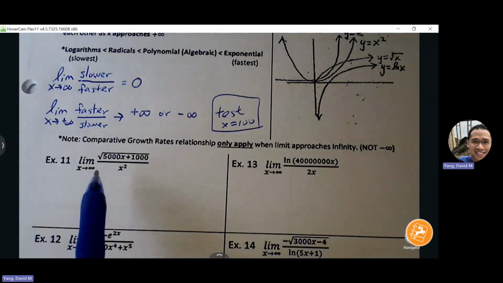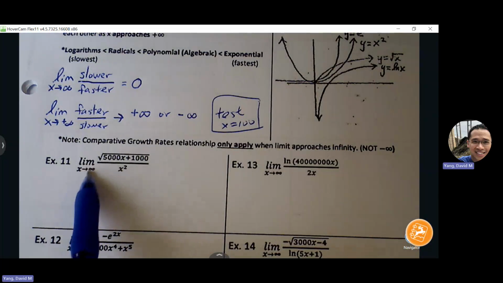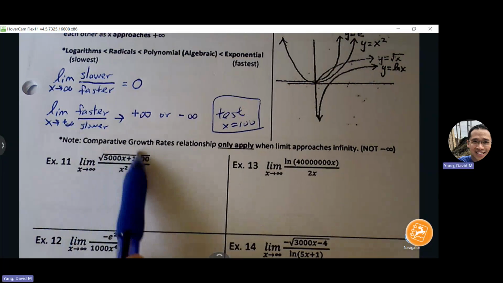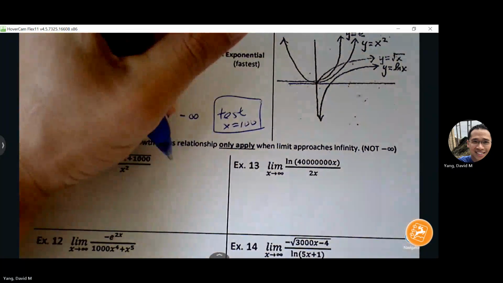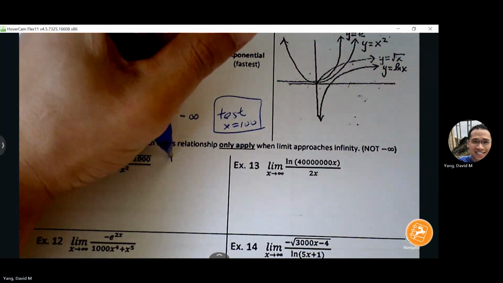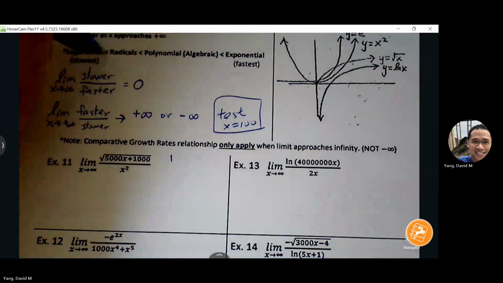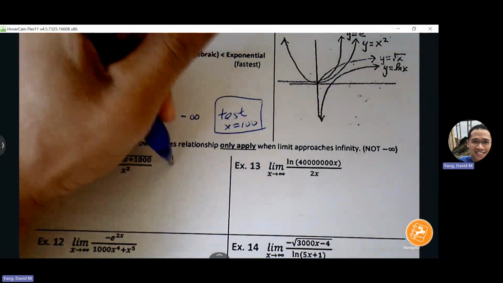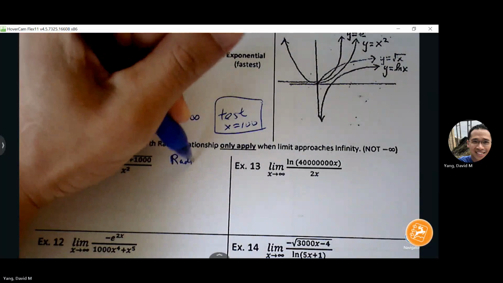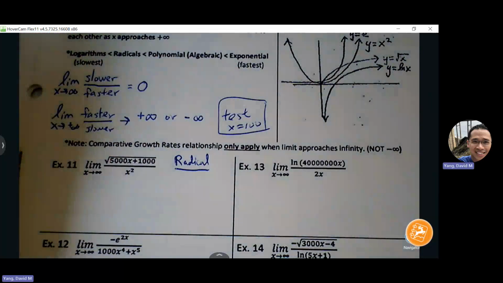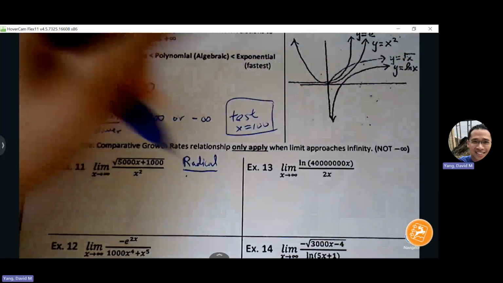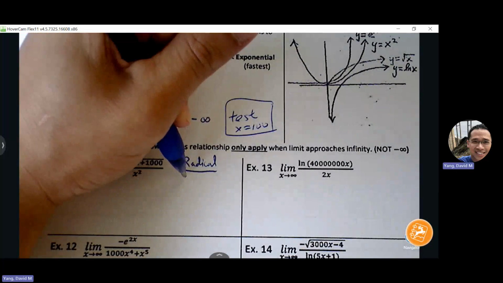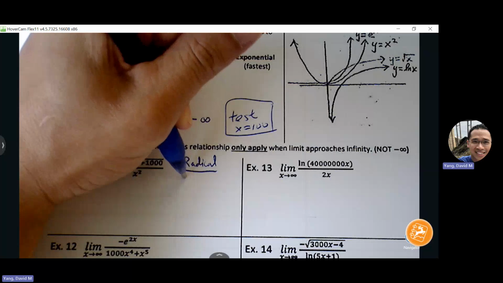Okay, so let's look at example 11 here. Again, it only works if we're approaching infinity. My numerator, okay, what family of function does that fall under? It's a radical, right? So radical function. And my denominator is polynomial, algebraic. I know there's only one term here, but it does fall under that polynomial family here.